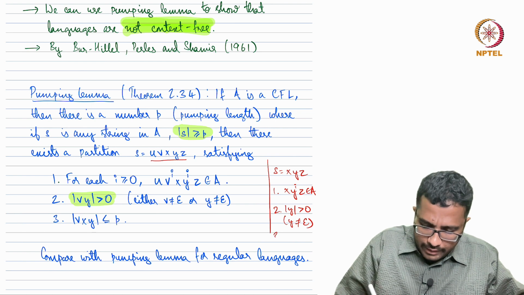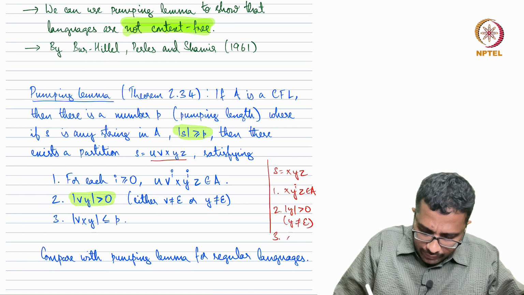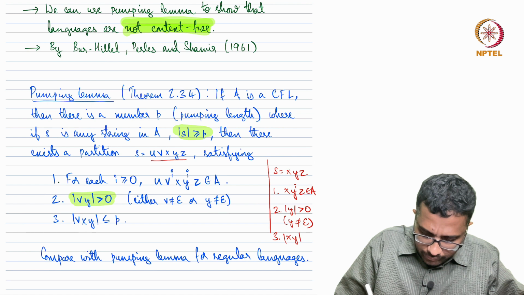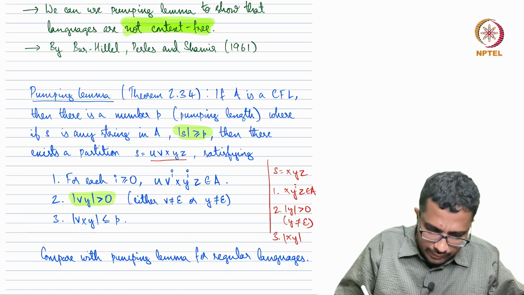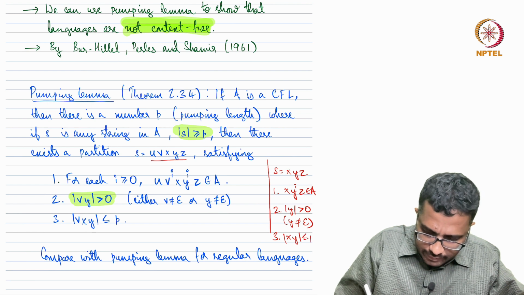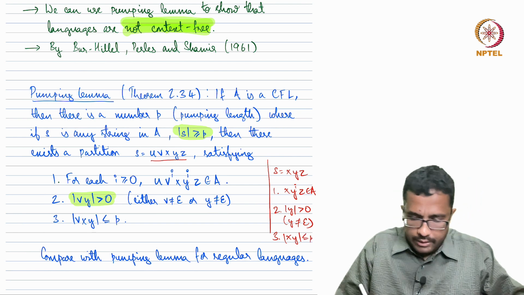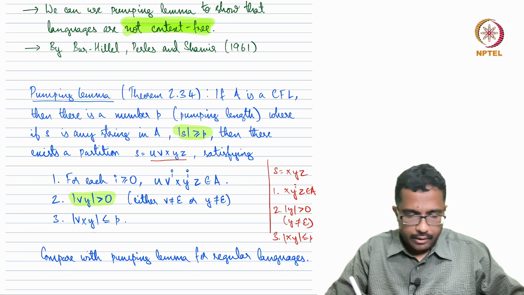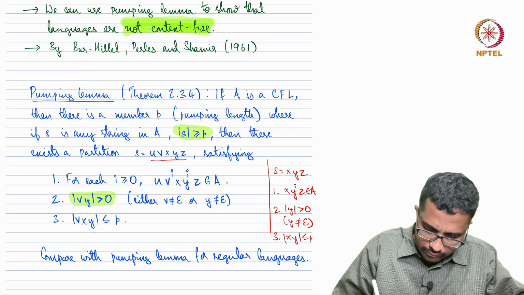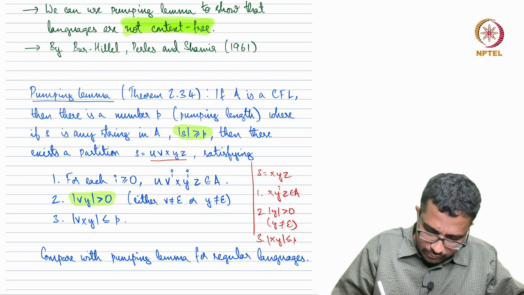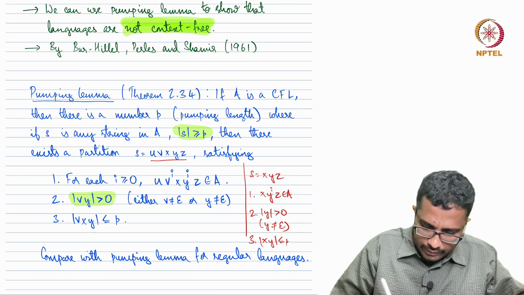And 3 was that the length of xy is at most p. Right? The length of xy is less than or equal to p. These were the 3 conditions in the pumping lemma for regular languages. Right, these were the 3 conditions.